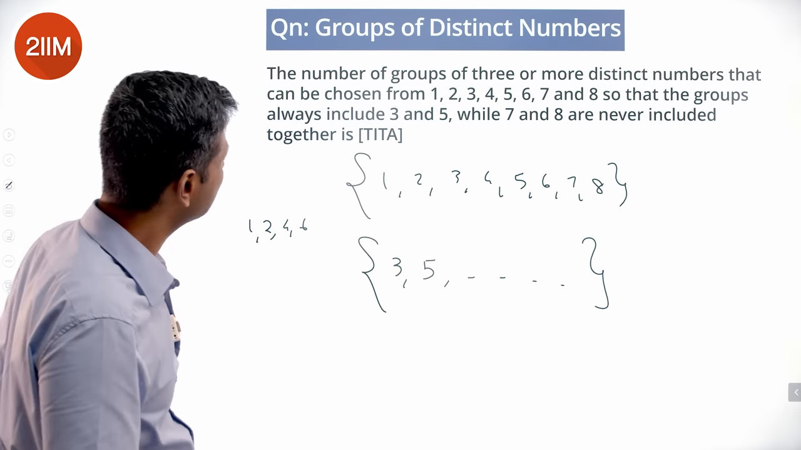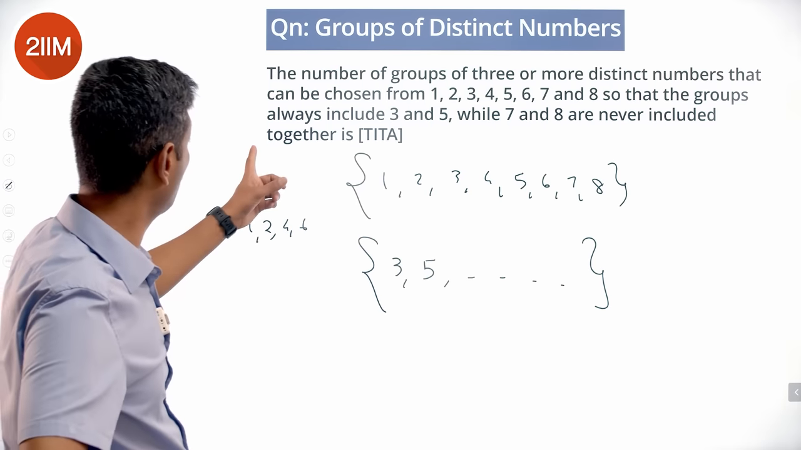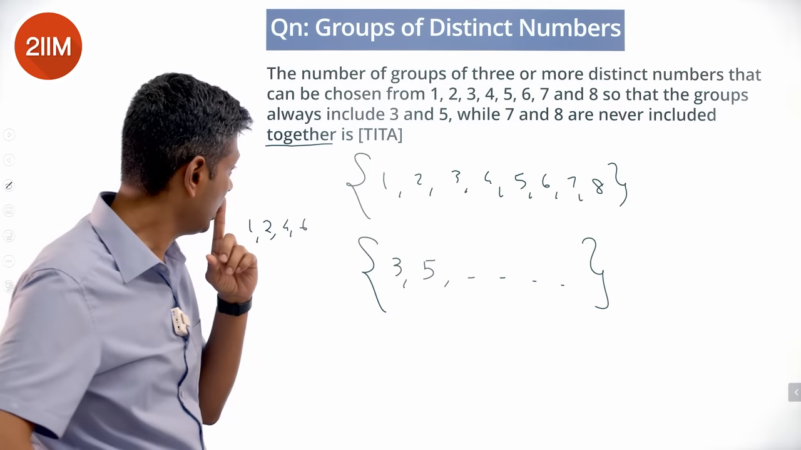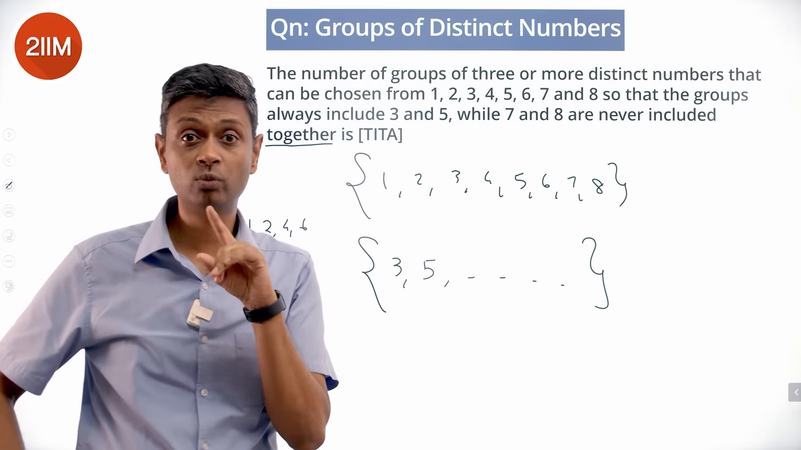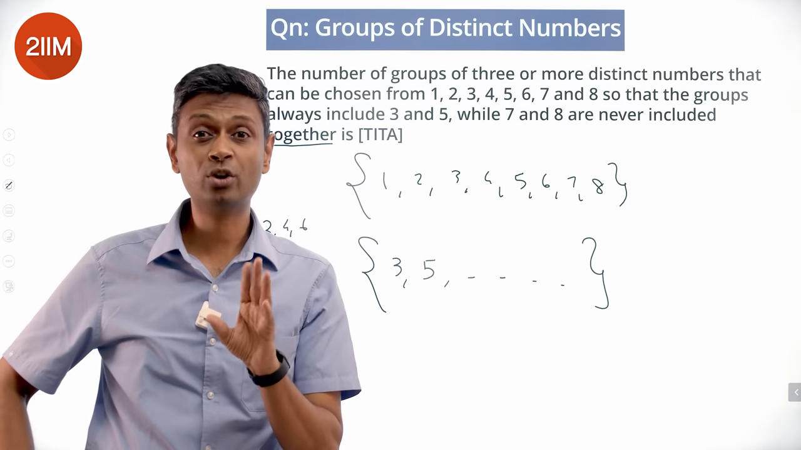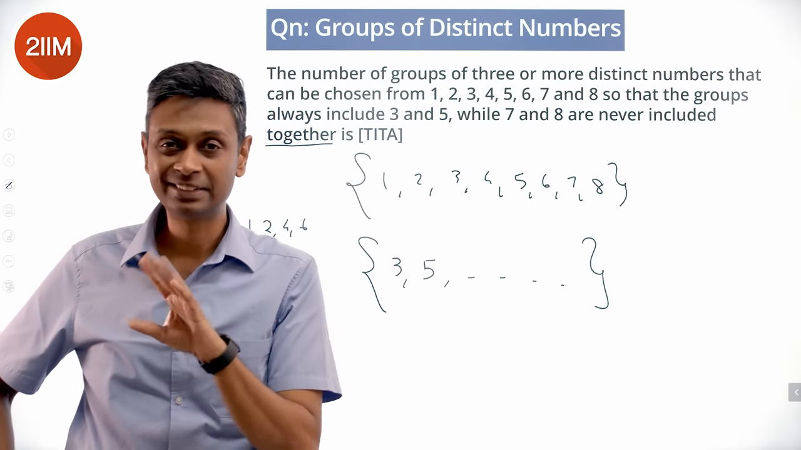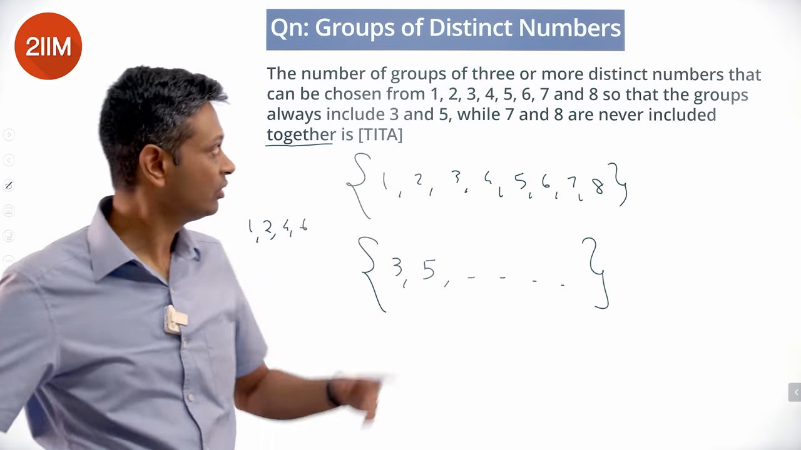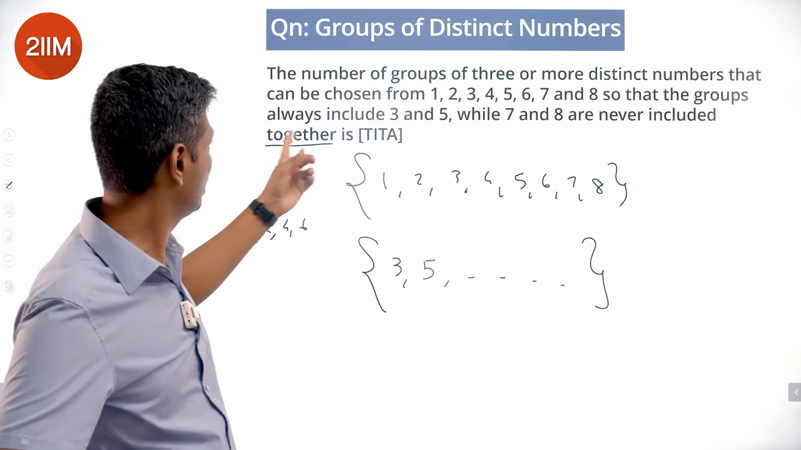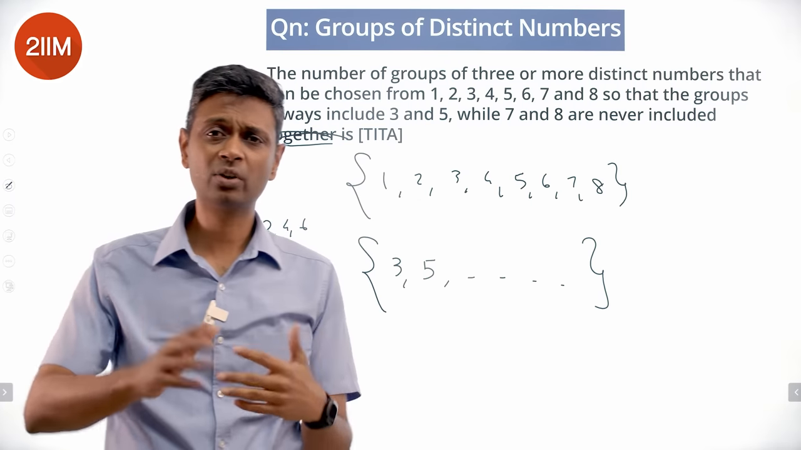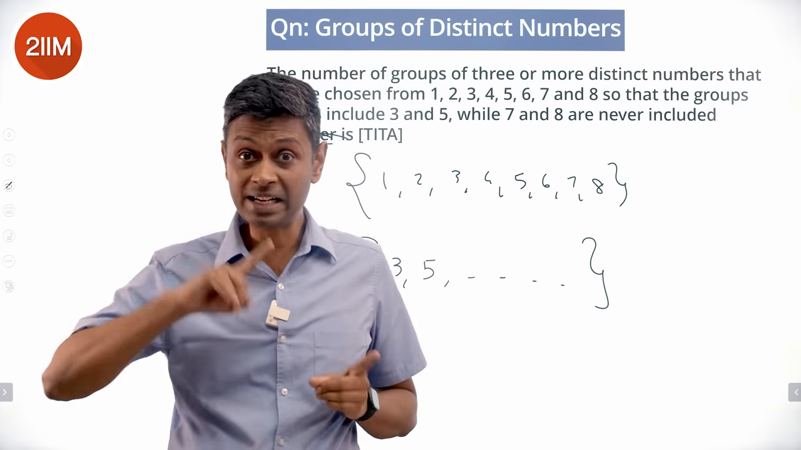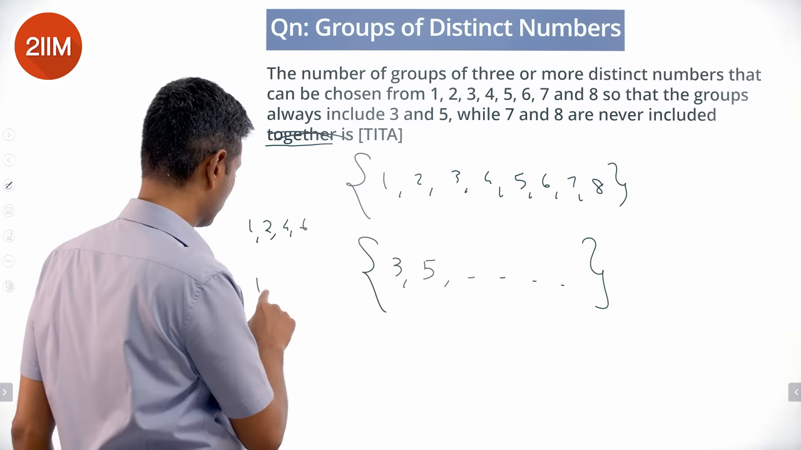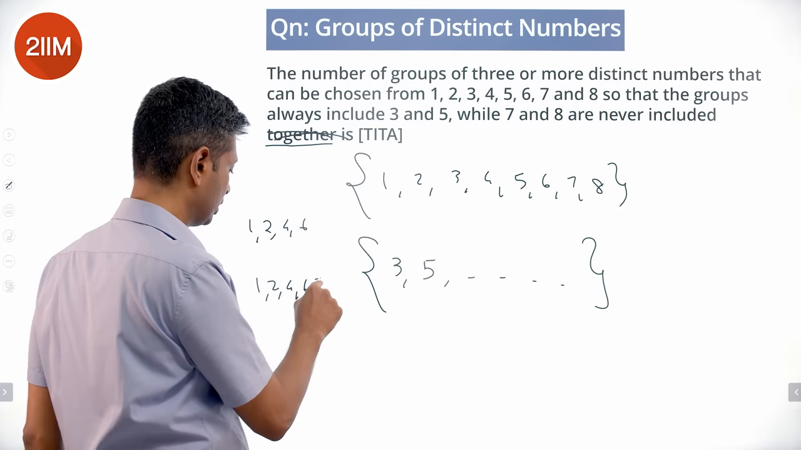And so 7 and 8 are never included together. It's very interesting. 7 and 8 are never included together. That means I could have 1, 2, 4, 7. I could have 2, 4, 6, 8. I cannot have 4, 5, 6, 7, 8. 7 alone could be there, 8 alone could be there. Only 7 and 8 together cannot be there. You said 7 and 8 are never included together. Then it's easy. Think about 1, 2, 4, 6, figure out the combinations we have done. 7 alone can be there, 8 alone could be there. So what do we do? We say, hey, let's count everything. So I'll have 1, 2, 4, 6, 7, 8.